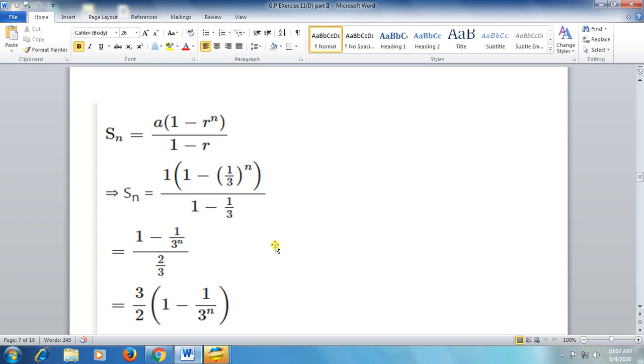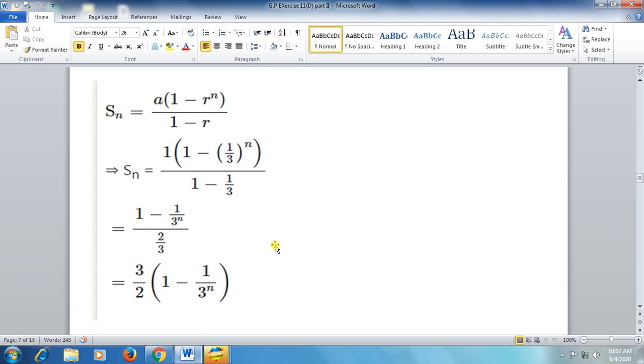We need to substitute only a and r, because n is not given and it is asked to calculate the sum of n terms of a GP. So only the denominator can be simplified, 1 minus 1 by 3 is equal to 2 by 3, and in the final step, in simplified manner, we can write it as 3 by 2 into 1 minus 1 by 3 to the power of n. By this we have completed the first 5 problems of exercise 11G.